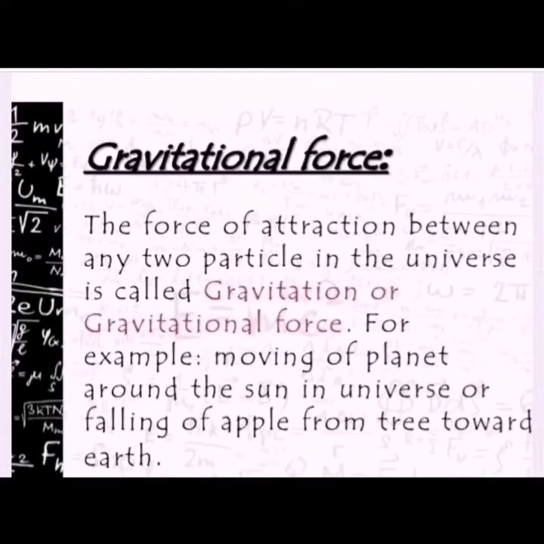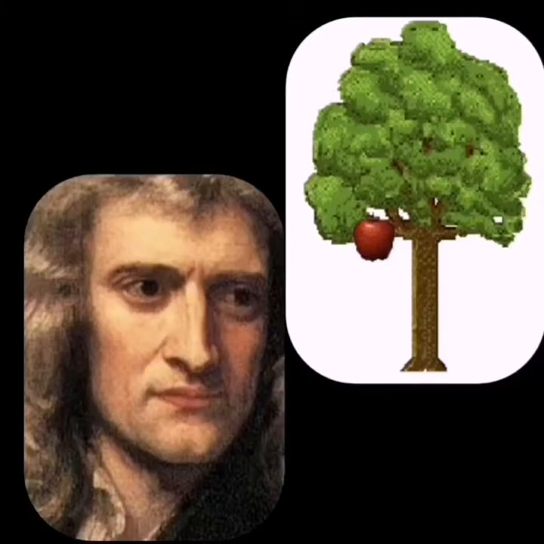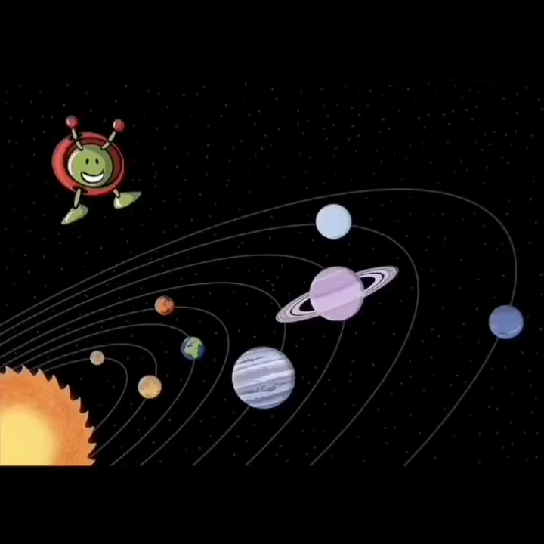Gravitational force. The force of attraction between any two particles in the universe is called gravitation or gravitational force. For example, the moving of planets around the sun in the universe or the falling of an apple from the tree towards the earth. The gravitational force was first discovered by Sir Isaac Newton when he saw an apple falling from a tree. In space, all heavenly bodies like the moon, the planets and the stars exert force of attraction on objects.